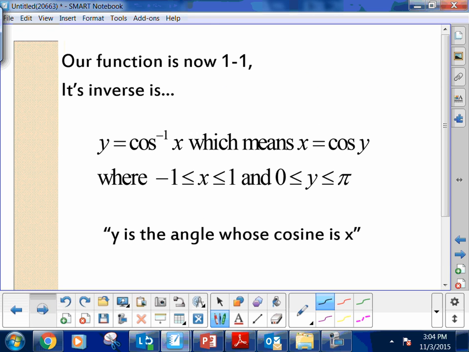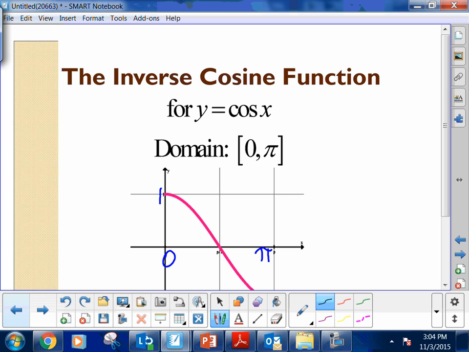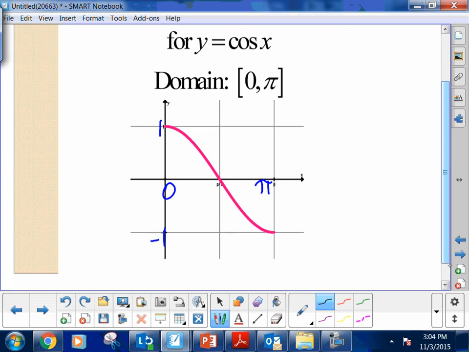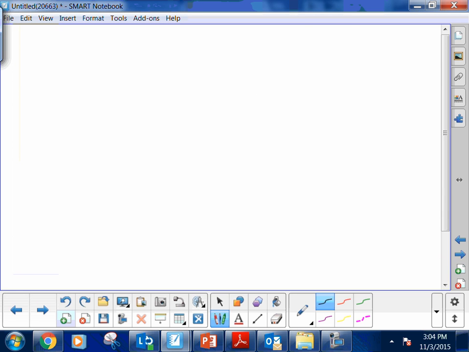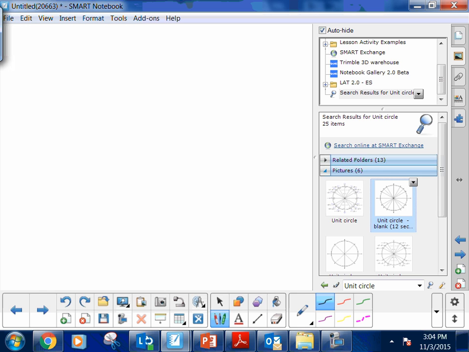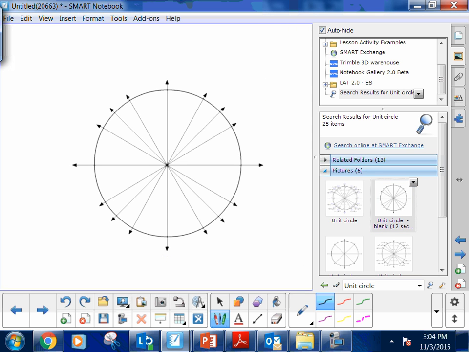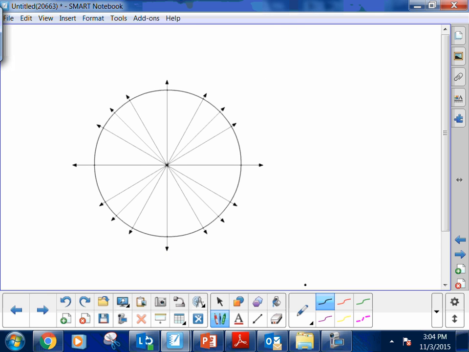When we deal with cosine, one of the things that we're going to realize is that cosine is one of those trig functions that in order to get the one-to-one, it needs to happen between 0 to pi, which means it needs its own unit circle. So we're going to build a unit circle for cosine. Go ahead and label this one inverse unit circle, or unit circle for cosine.